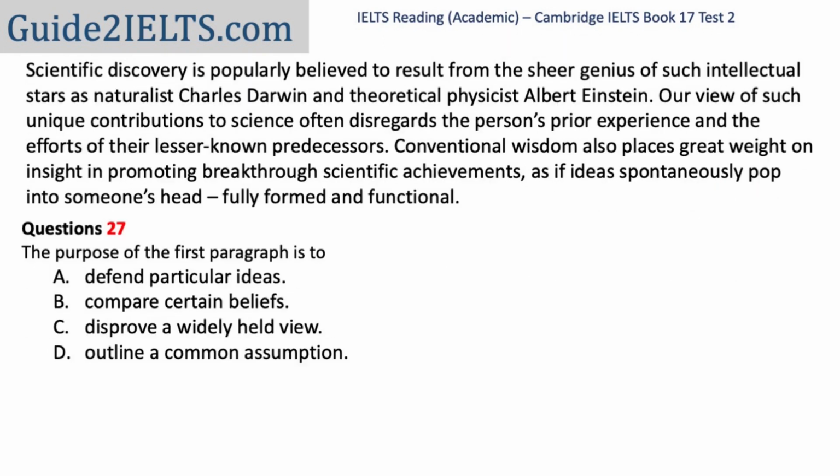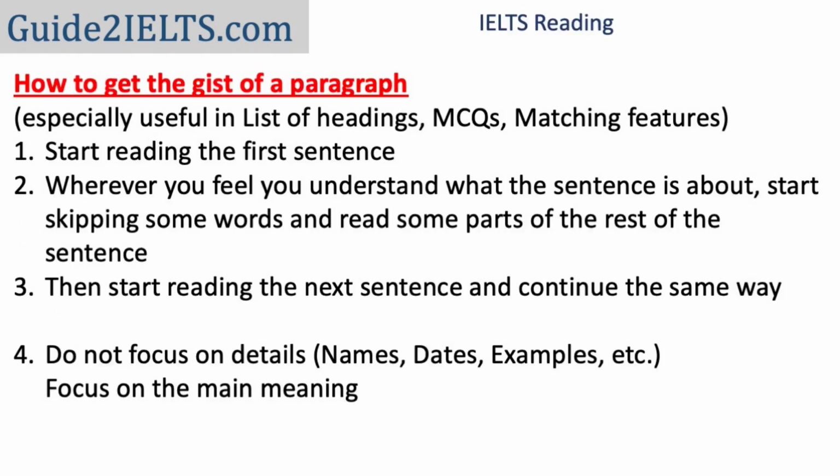The difficult part in multiple choice questions is figuring out which option is correct and which option is incorrect. So in this case, we know the answer is in the first paragraph. We also know that the answer is about general information in the first paragraph. We need to understand the general idea of what the first paragraph is saying. Whenever you need to get the gist or the main idea of any paragraph, start reading the first sentence in the paragraph. Wherever you get a feeling that you understand what the sentence is saying, you stop.